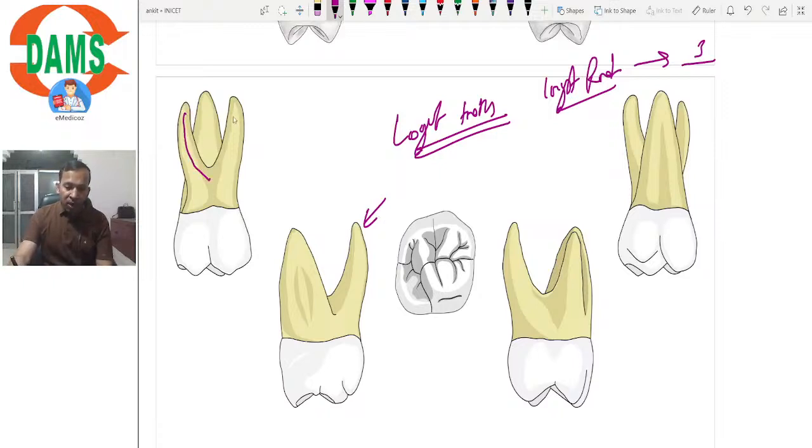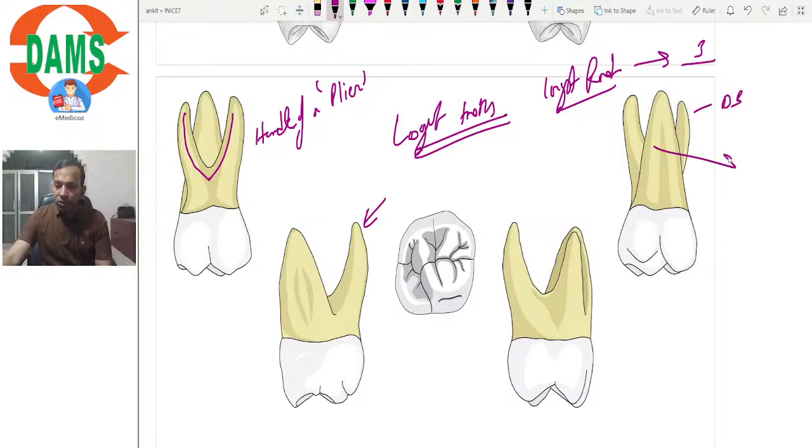What is the configuration of the buccal roots? Like the handle of a plier, right? Like the handles of the plier. Which is the smallest root? Distobuccal. Which is the largest root? Palatal. Palatal is largest and longest.